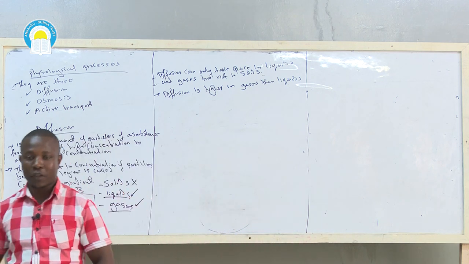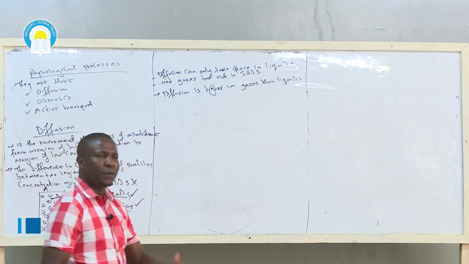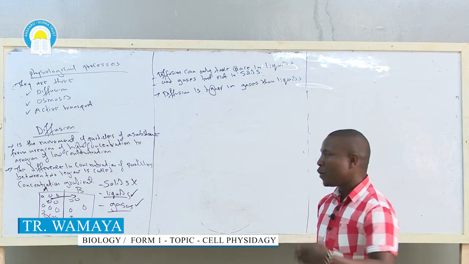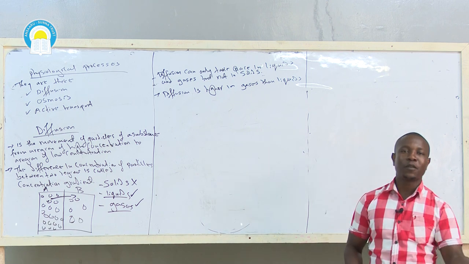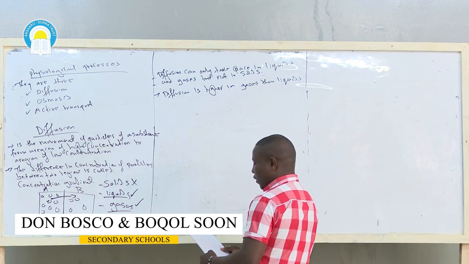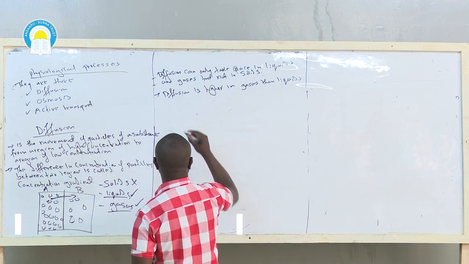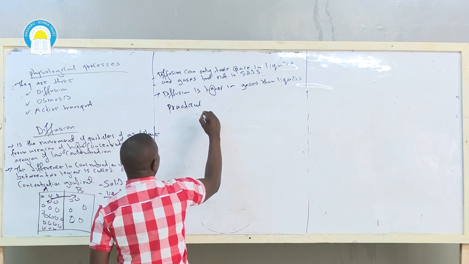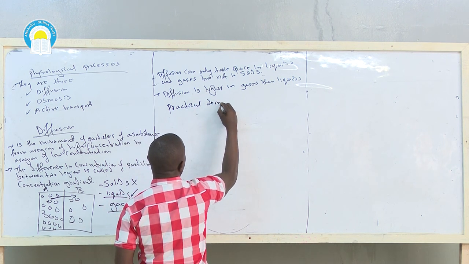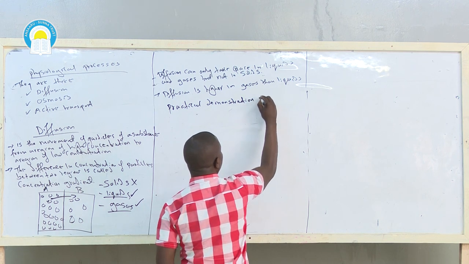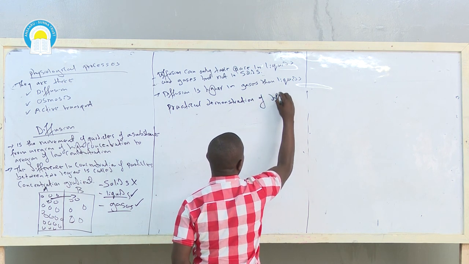So we want to see the practical demonstration of diffusion. How can we demonstrate diffusion? How do we know that diffusion has taken place, or what can we use to determine the rate of diffusion? That's what we want to discuss. Practical demonstration of diffusion.